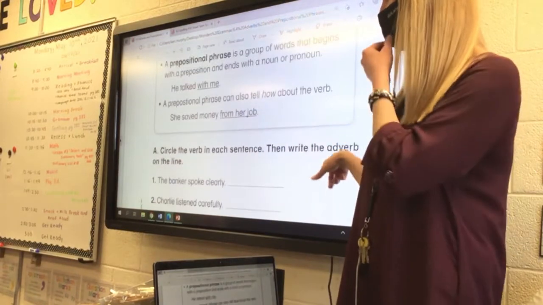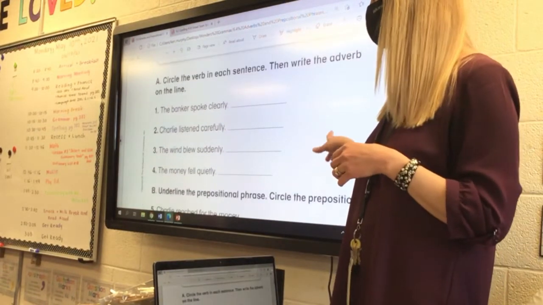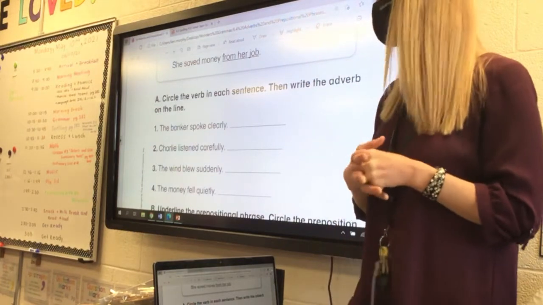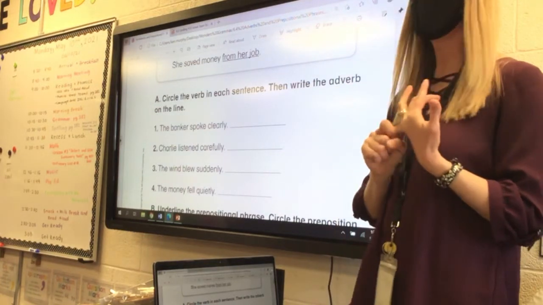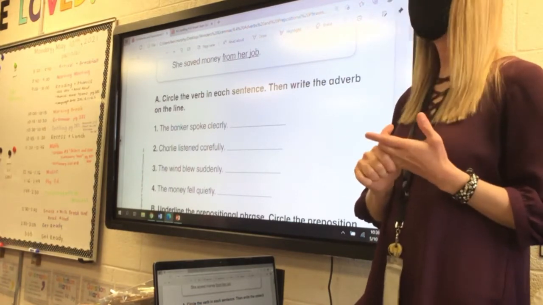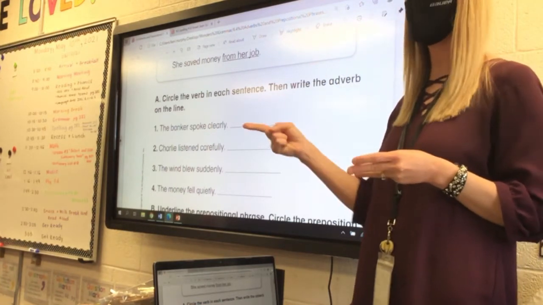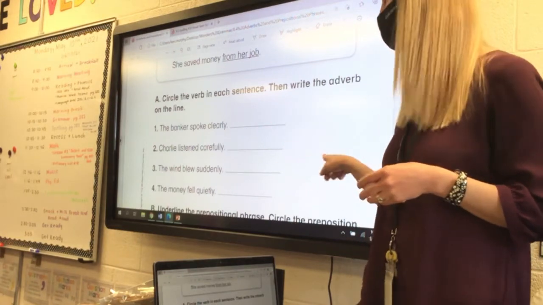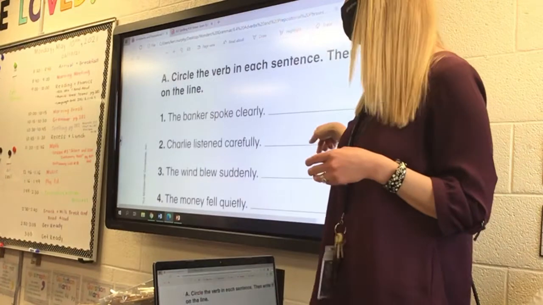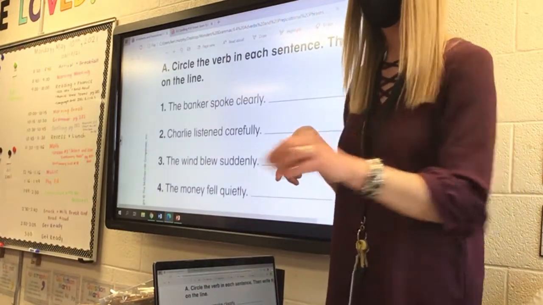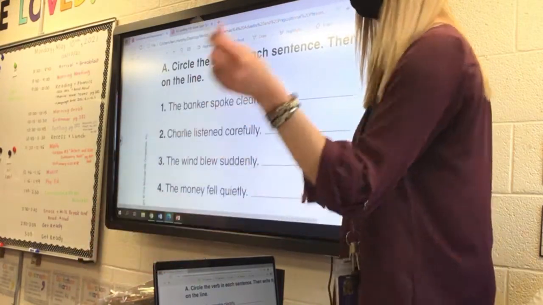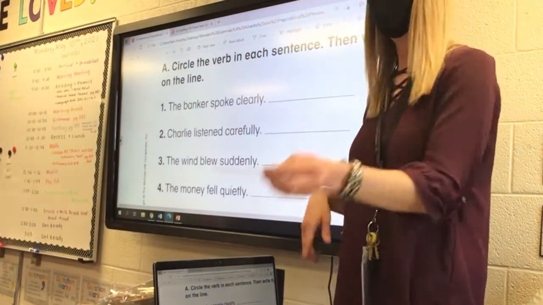All right. Now, down at the bottom, there's only 4 in the first section. Section A wants us to circle the verb in each sentence. Then we're going to write the adverb on the line. So first we got to find the verb. Then we're going to write the adverb. All right, I'm going to draw a stick to see if this person can read it. And then come up here and circle the verb. And then write the adverb on the line. Ingrid.